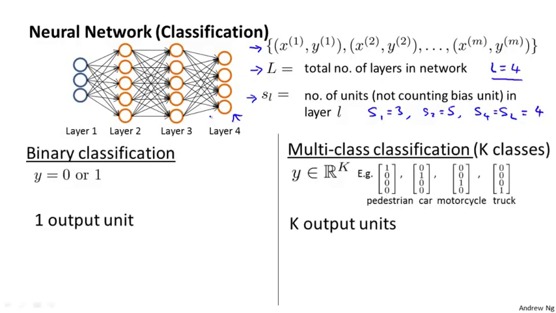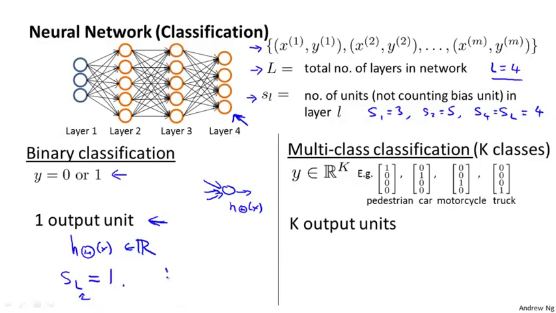We're going to consider two types of classification problems. The first is binary classification, where the labels y are either 0 or 1. In this case, we would have one output unit. So this neural network on top has 4 output units, but if we had binary classification, we would have only one output unit that computes h(x). And the output of the neural network, h(x), is going to be a real number. And in this case, the number of output units s_L, where L is again the index of the final layer, because that's the number of layers we have in the network, is going to be equal to 1. In this case, to simplify notation later, I'm also going to set K equals 1. So you can think of K as also denoting the number of units in the output layer.